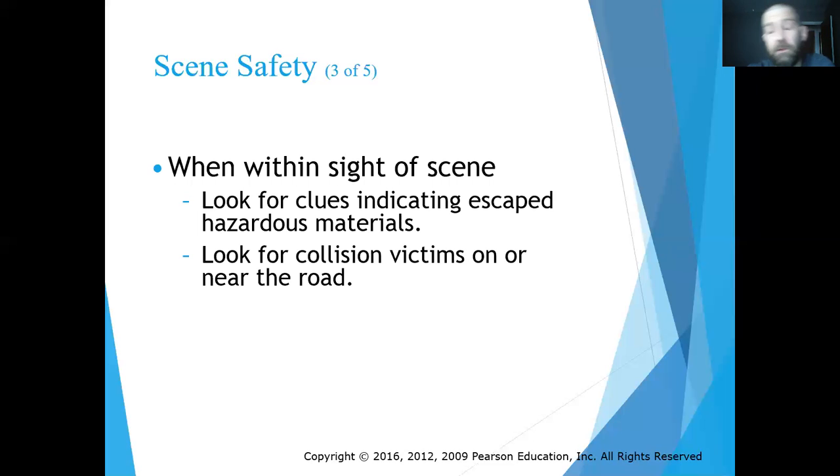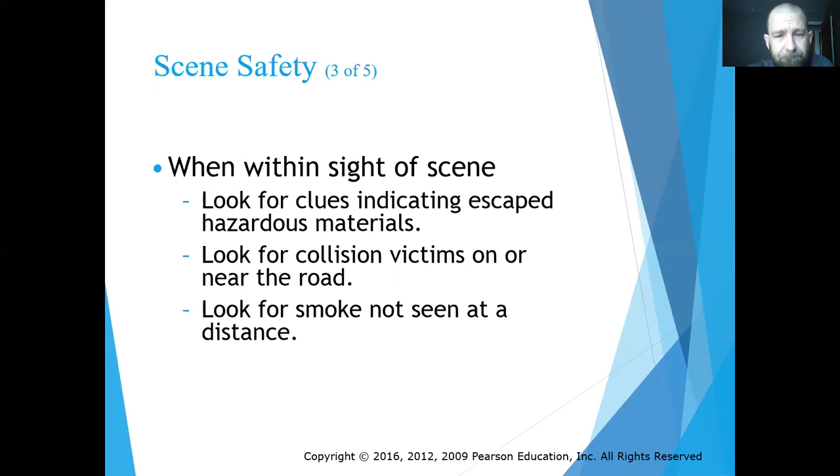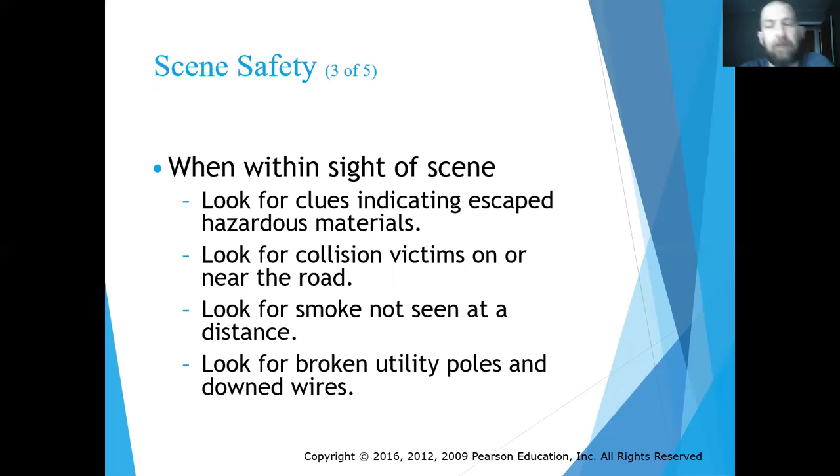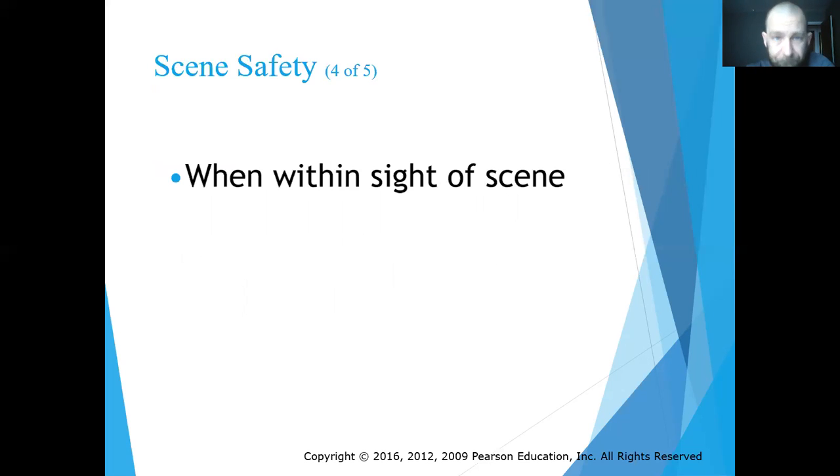As we get closer, we also want to look for other people laying in the road. Did somebody get hit by a car? Are they laying on the ground? Things like that. Smoke may not be thick and black, or thick, really heavy gray. It may be very light in appearance, and you may not be able to see it from far away. So keep looking for smoke, as you may be able to see some as you get closer rather than farther away. And obviously, like we said, look for broken utility poles and power lines that could be down as well.